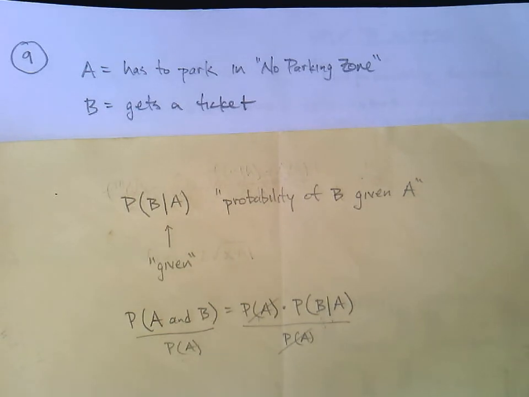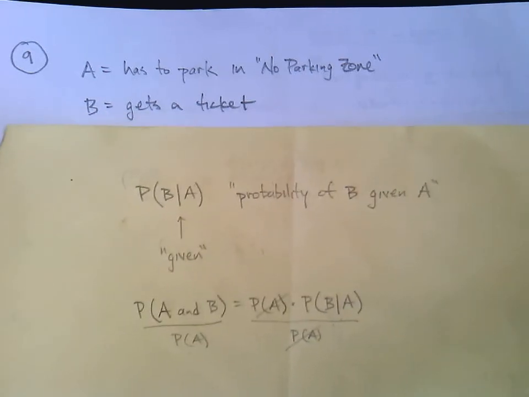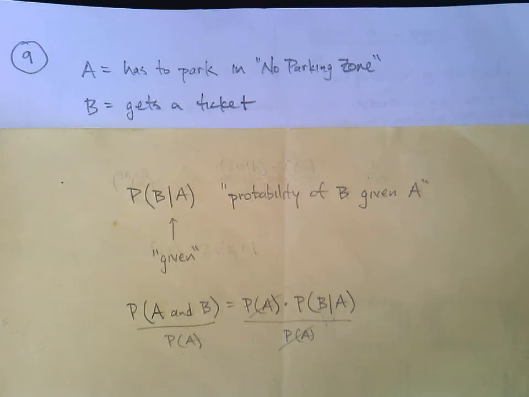So on Tuesday, Sam arrives at school and has to park, there's no alternative, has to park in a no parking zone. Okay, so this has already occurred. What is the probability that he will get a ticket? Okay. Let's dive into this. So, event A is that Sam has to park in a no parking zone. And event B is that Sam gets a ticket.